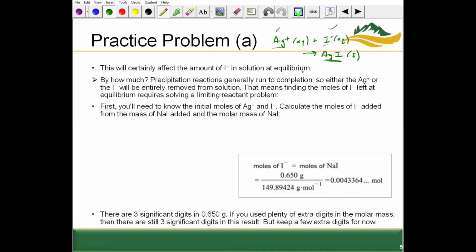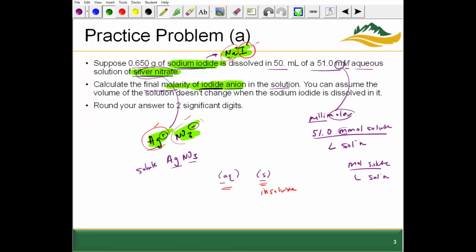precipitate, this is where it turns into this limiting reactant style problem. Because is the silver going to run out first, or is the I minus going to run out first? And then that'll tell us how much AgI solid there is that can possibly form. And we need to know, is the silver going to run out first, or is the I minus going to run out first? Because our problem is asking for the concentration, the final molarity of iodide anion in the solution.